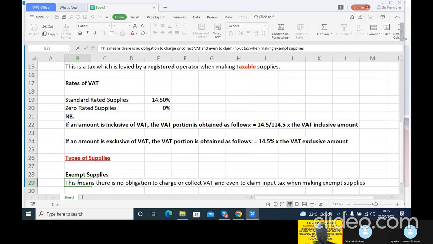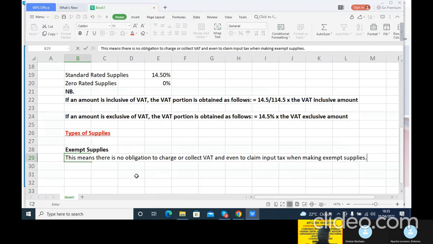These are supplies where you don't even have an obligation, you don't even charge VAT, you don't even collect VAT. There's no VAT consequences of any transaction that you make, so to speak. Examples of exempt supplies. So there are various examples of exempt supplies.